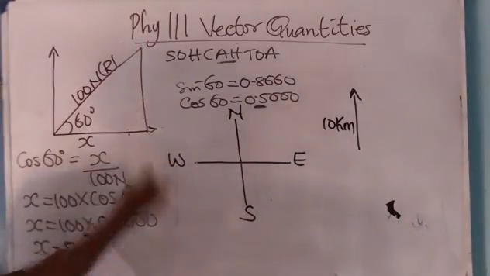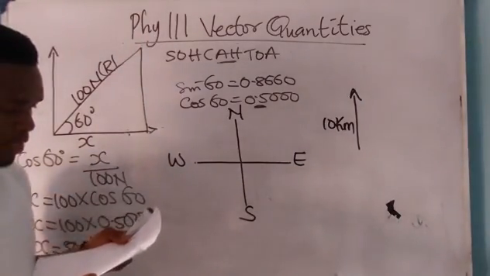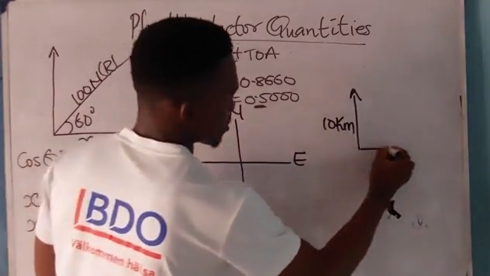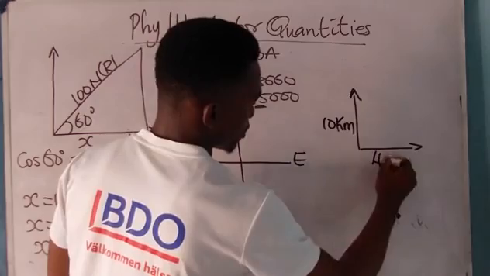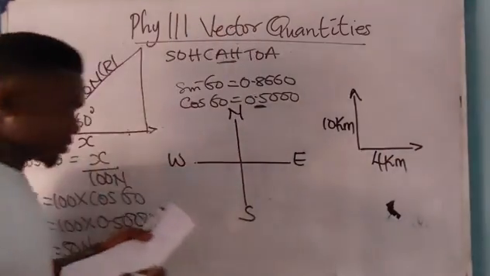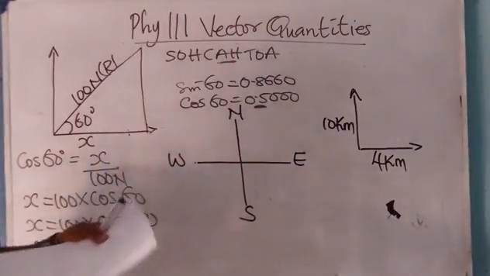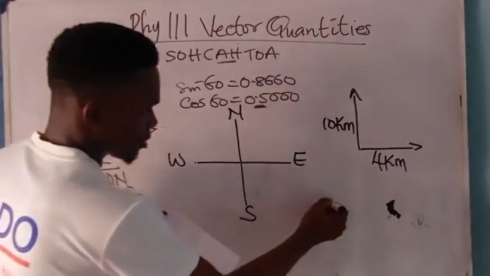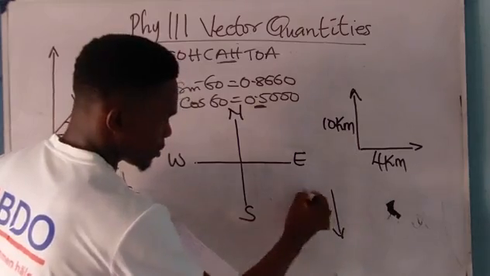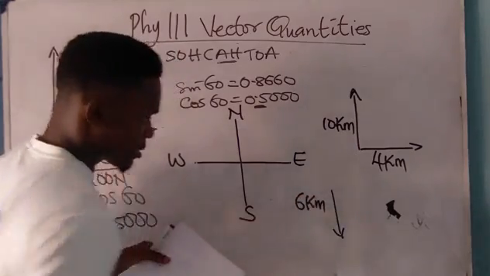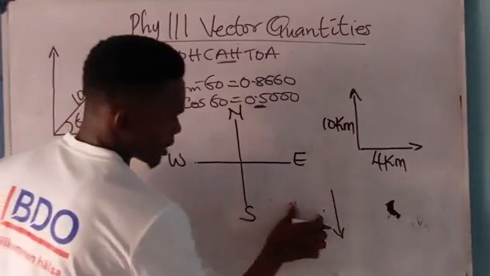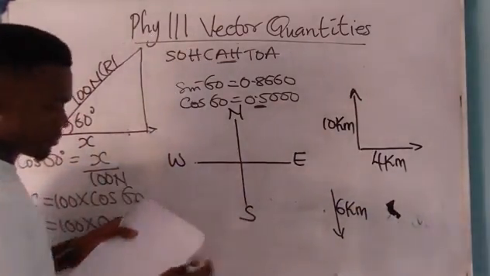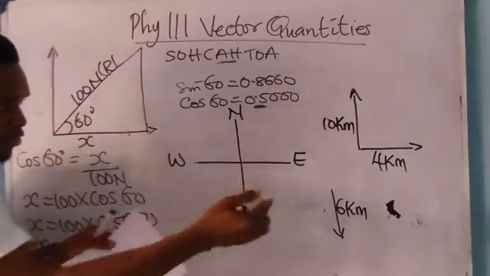Northwards, 10 kilometers northwards and 4 kilometers eastwards. Then it said 6 kilometers southwards. So it's coming down, which is 6 kilometers south. Let me write at the back. 6 kilometers, that is coming down south, and 4 kilometers northwards.